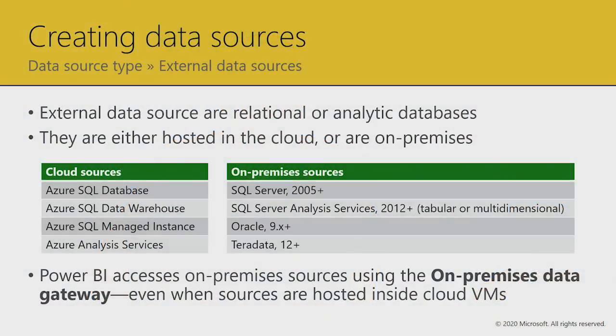All right, the second type of data source then are the external data sources. So we can group them into two types. They're either hosted in the cloud or they're hosted on premises. So a look there at the cloud sources, all Azure: Azure SQL Database, Azure SQL Data Warehouse, Azure SQL Managed Instance, and Azure Analysis Services. For on-premises, it can be SQL Server or SQL Server Analysis Services that could include tabular or multidimensional models if you have them, Oracle and Teradata.